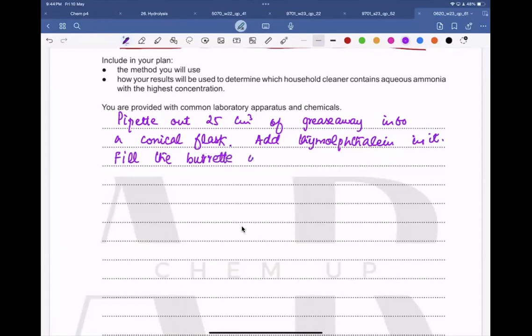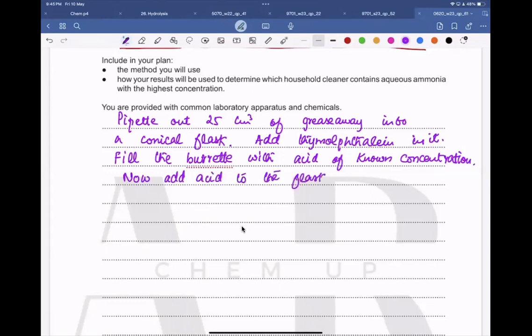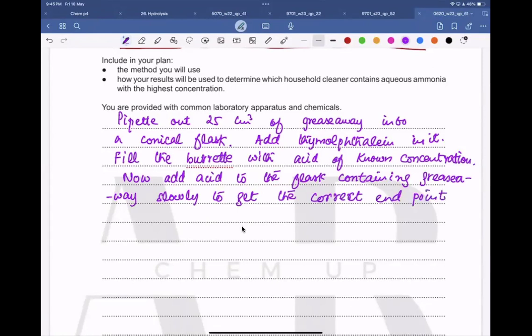So fill the burette with acid of known concentration. Till here, is this clear to all of you? Now add acid to the flask containing grease away slowly to get the correct endpoint, which means when the color actually changes. Till here, is this clear?